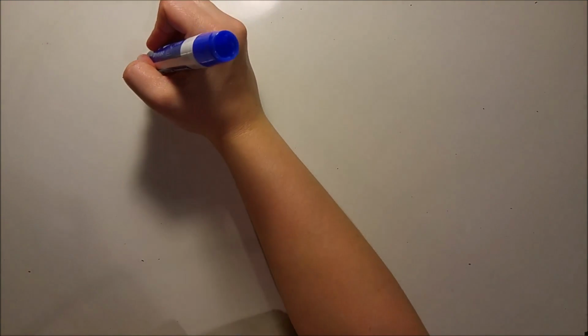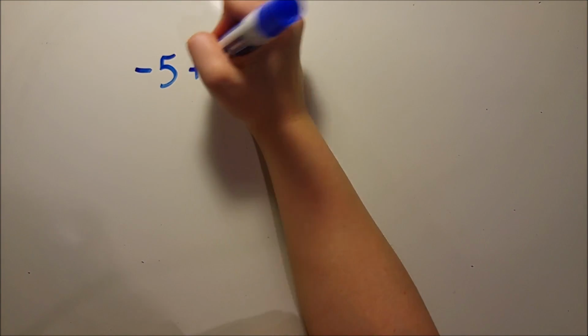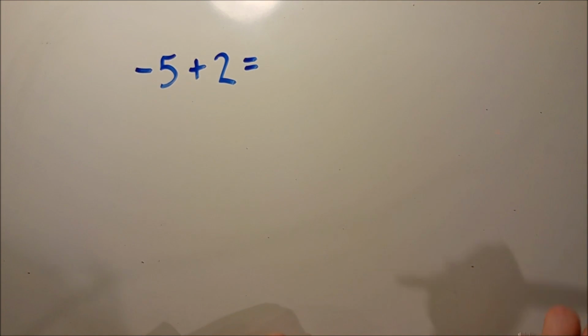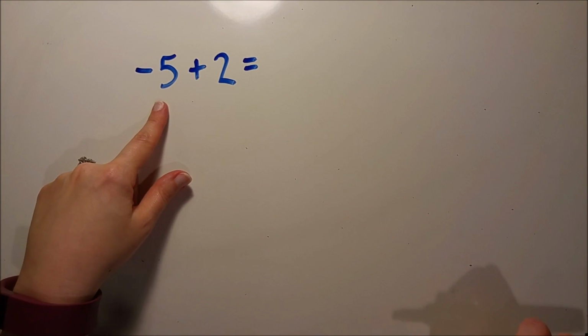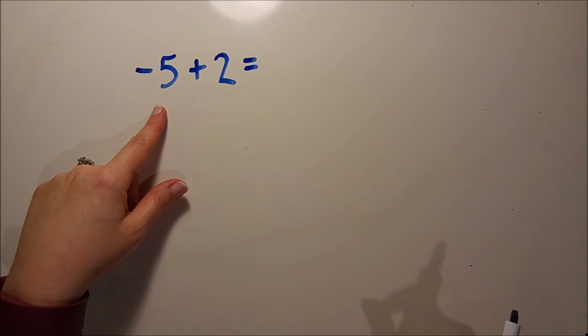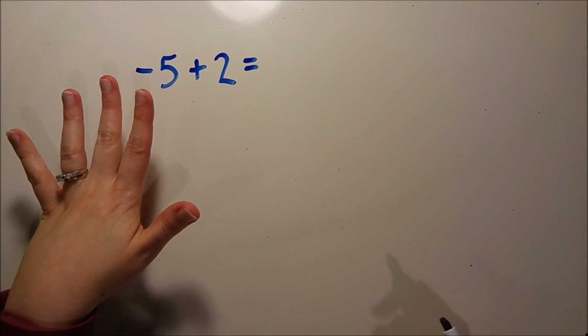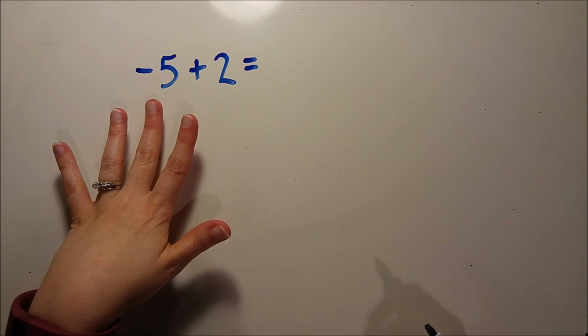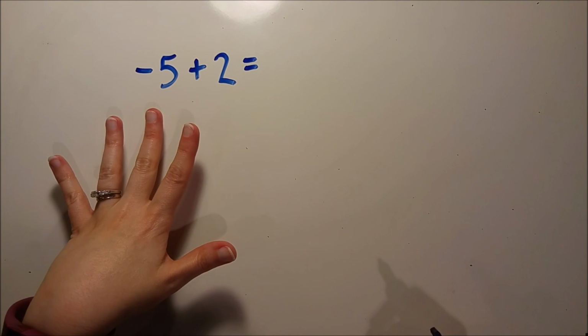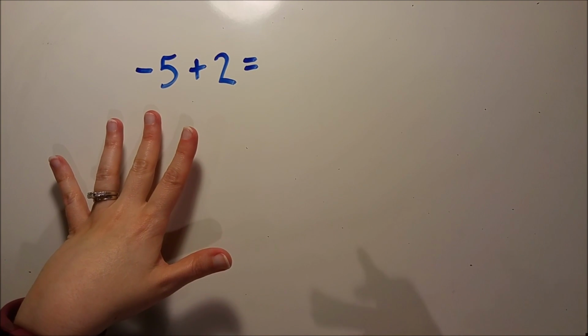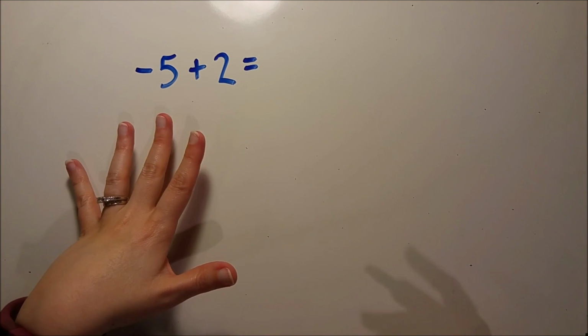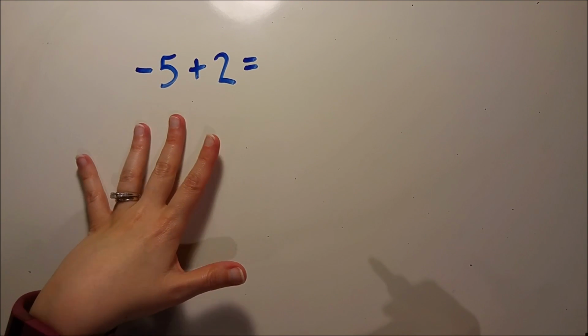Okay, so let's say we have -5 plus 2. Okay, so we owe our parents $5. We paid them back 2. So how much do we still owe them, right? If we're thinking about this as money in real world context, it makes it easier to understand sometimes.